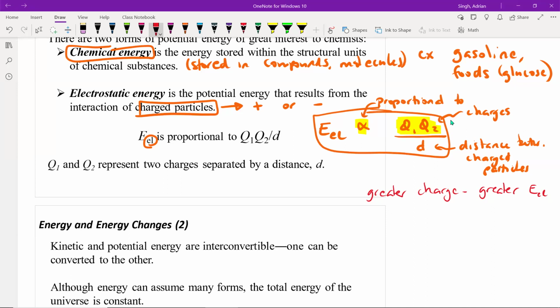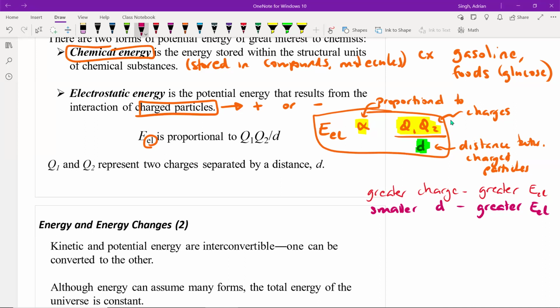What this also means is that in the case of the denominator D, the distance between them, as D decreases, so the smaller the distance, the smaller the denominator, then this entire thing becomes big. So that means the energy would be greater. That's known as an inverse relationship, and we'll see those types of relationships down the road when we look at gases especially.